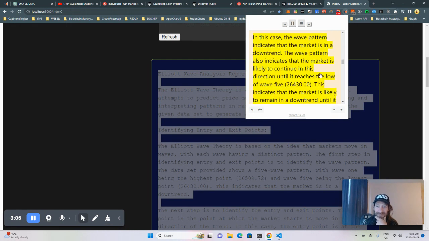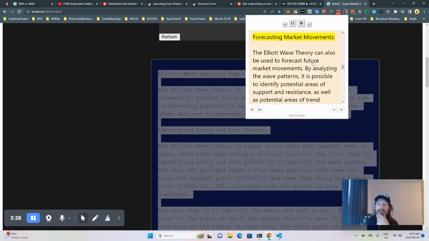Interpreting wave patterns for insights. The Elliott Wave Theory can also be used to gain insights into the market. By analyzing the wave patterns, it is possible to identify areas of support and resistance, as well as potential areas of trend reversal. In this case, the wave pattern indicates that the market is in a downtrend. The wave pattern also indicates that the market is likely to continue in this direction until it reaches the low of wave 5, 26,430.00. This indicates that the market is likely to remain in a downtrend until it reaches this point.